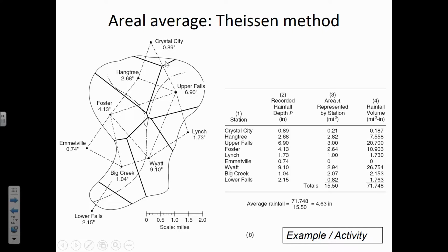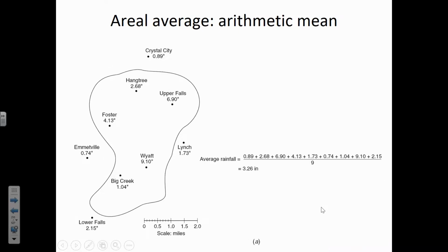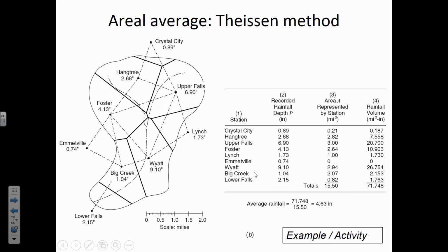And so that contributing area for Crystal City is much lower, and since the depth was much lower for that gauge, the overall average becomes higher than it was in the previous simple average. The simple average, 3.26. If we assign the sub-areas, then it's 4.63 inches for the overall, because some of the gauges inside had higher depth. Does this approach make sense to you, the weighting?